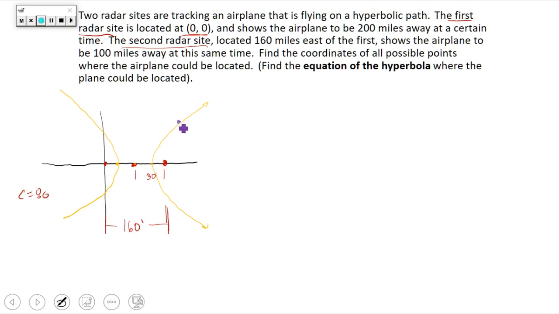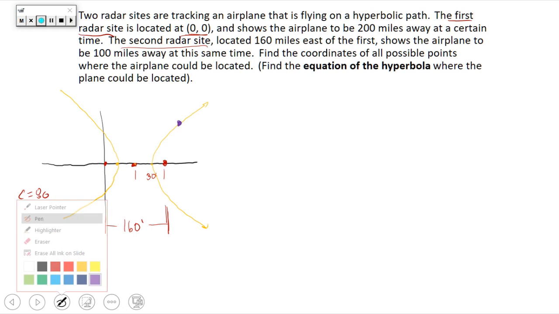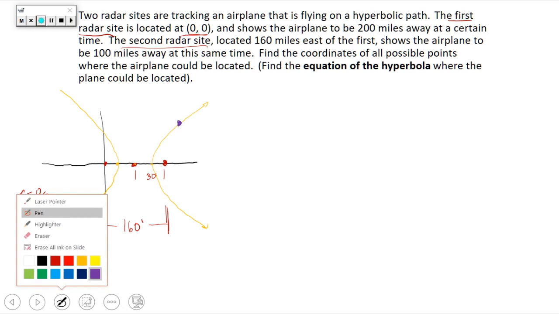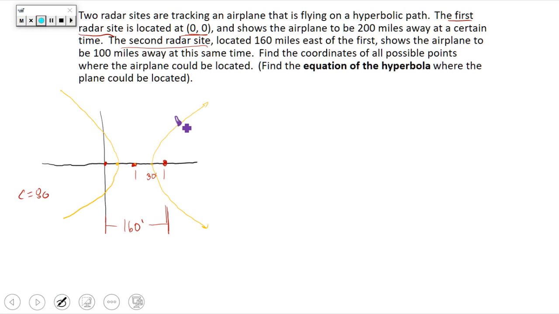And what this problem is saying is that if there's a plane somewhere, let's say it's right here, then at this point the plane is 100 miles away from that tower, but from the one that was at 0, 0, it's 200 miles away from that tower. Let me draw a better picture of a plane. It's got fighter stuff on it.